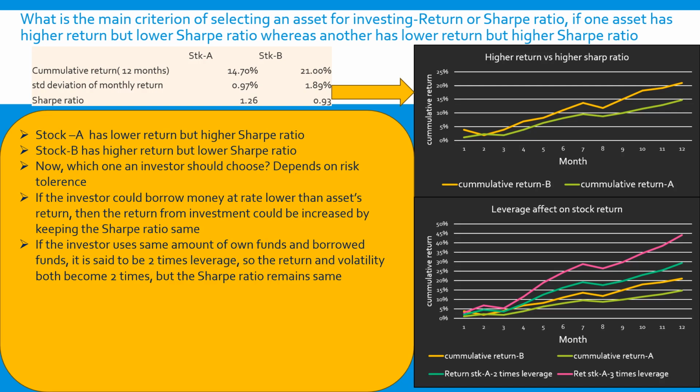This is the return from stock A if it is leveraged 3 times. So the return and volatility become 3 times, but the Sharpe ratio remains the same.